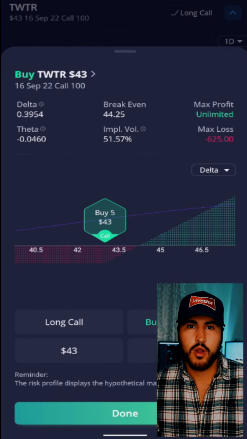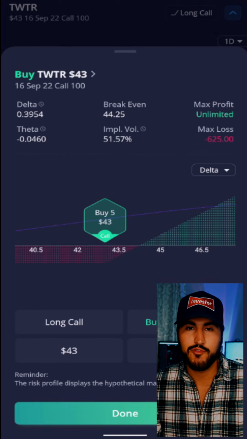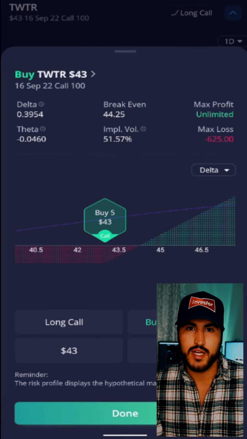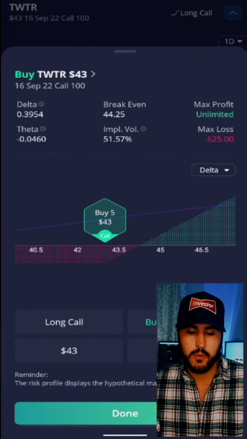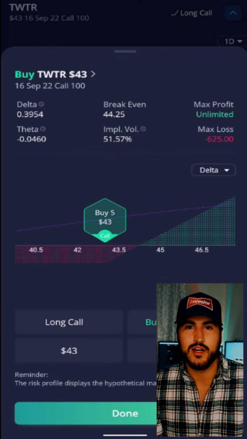And then if you look at the profit and loss graph, you can see that your max loss occurs at the strike price at $43. You see that because the red portion of the graph flattens out at $43, and it converts to green at your break even, which is $44.25, and it continues up on a slope. That's because your max profit is unlimited.